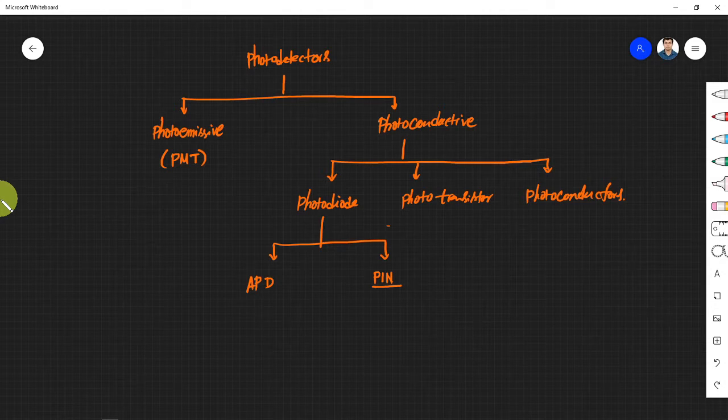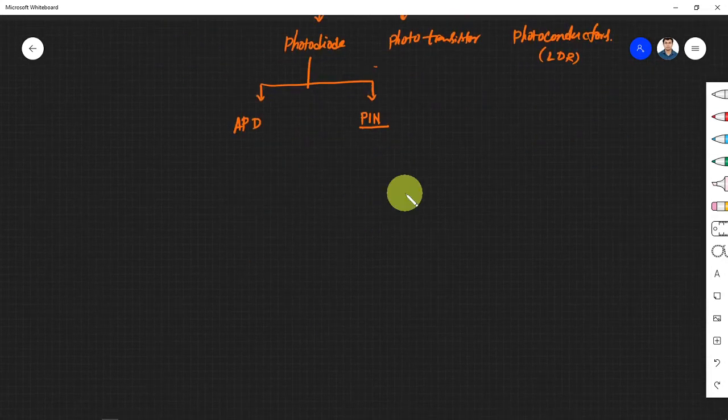Then we have phototransistors. It's a BJT only, but it is sensitive to photons. And then we have photoconductors. Photoconductors we have already used in our experiments. That LDR, the light dependent resistor, falls in this category. Now we know the broad categories of the photodetectors, so let's have a look at their various parameters.